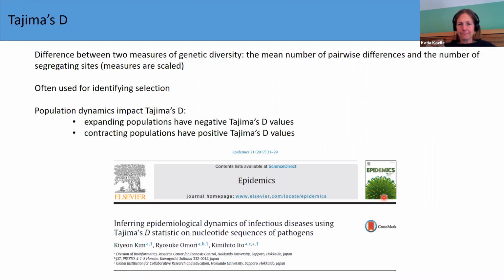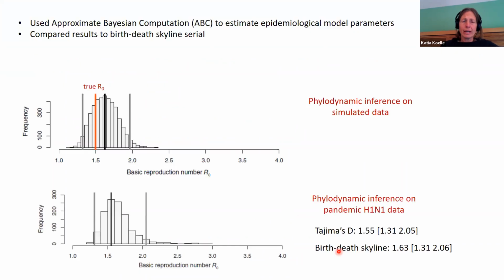And so when we started thinking about this, we found a paper published in Epidemics back in 2017, which was trying to use Tajima's D to basically do phylodynamic inference. We read this paper and thought it was really interesting. Here's a summary of some of what they found.